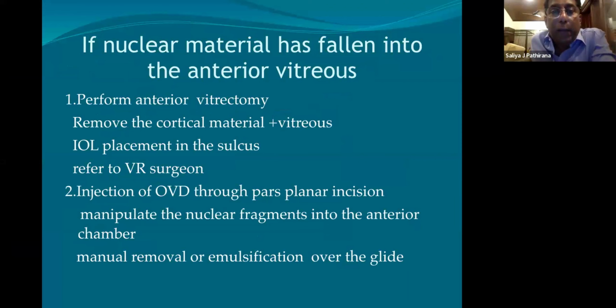Now, if you find that there's a certain amount of lens matter fallen into the vitreous, don't ever try to go through the pupil and cut the lens matter. Don't fish in the anterior vitreous. They say don't try to fish in the vitreous. You might pull on the vitreous and cause retinal damage and retinal tears. So if there is any lens matter remaining in the vitreous that you can see through the pupil, don't try to fish them out. Try and remove the lens matter which is in the anterior chamber. Clean the anterior chamber. If possible, place the IOL and refer the patient to a vitreoretinal surgeon.